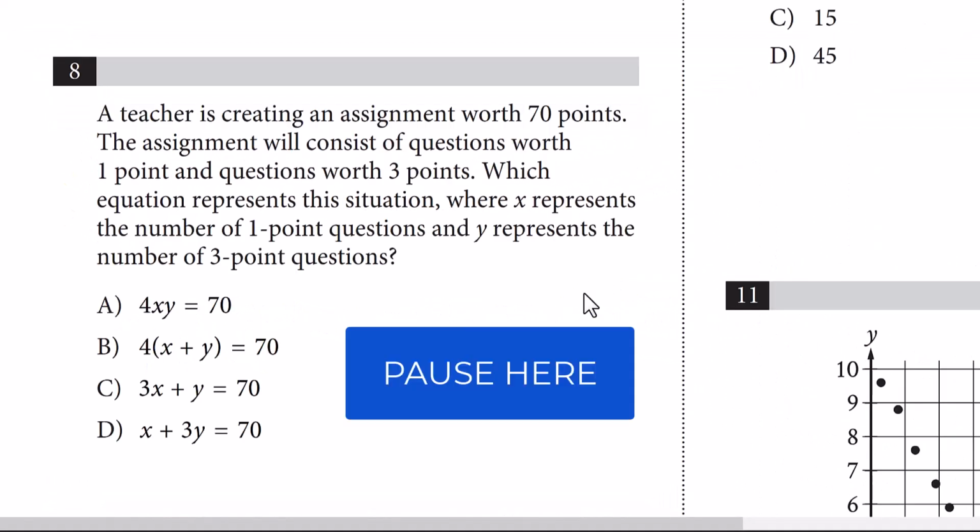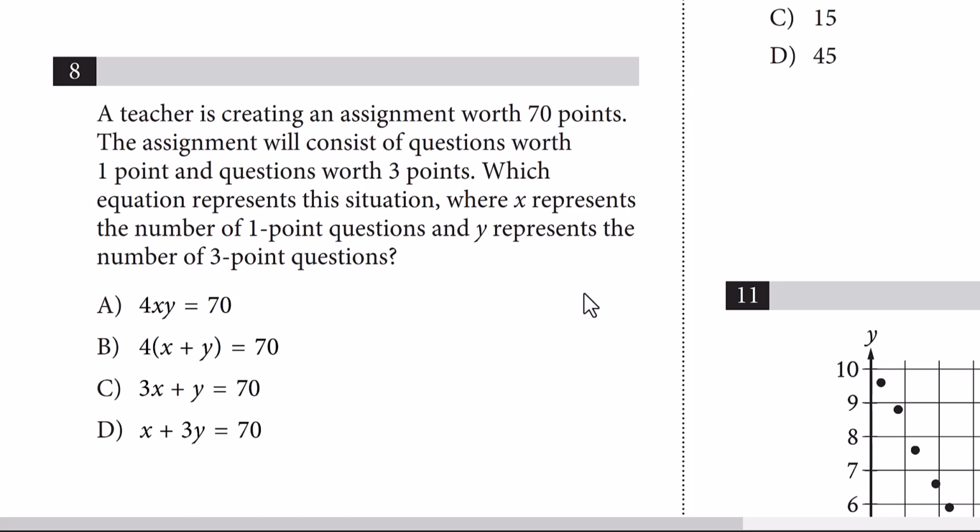Question number 8. Go ahead and pause and solve the problem. The assignment is worth a total of 70 points. So you can have 70 points is equal to, you got the 1 point and 3 point type questions. X is the number of 1 point questions, so it's going to be 1x plus y is the 3 point questions, 3 times y. Let's look at the choices here. It's going to be D.